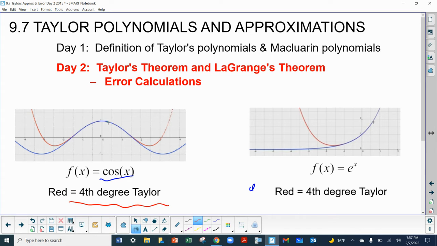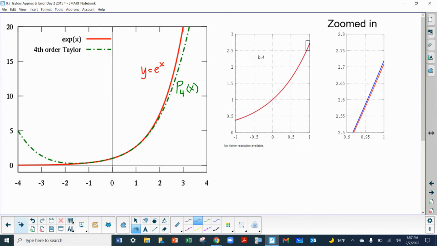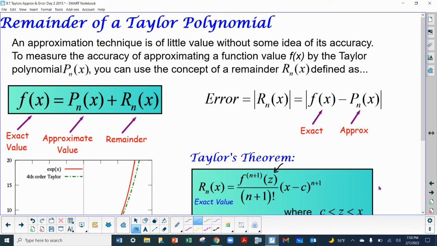And then over on the right, you're seeing e to the x. The red curve is the fourth degree Taylor. And the same thing, for quite a ways, we have identical looking curves. But we do know there's some error with using a Taylor approximation. And here, e to the x is in red. The dashed one is a fourth degree Taylor for e to the x centered at 0. And if I zoom in, we can see, yes, there is some difference between the approximation and the actual curve.